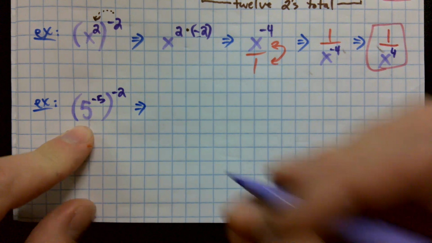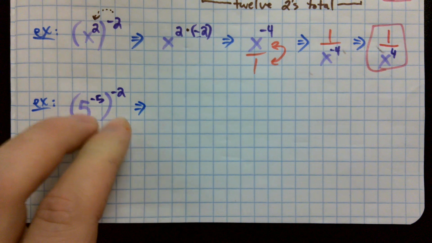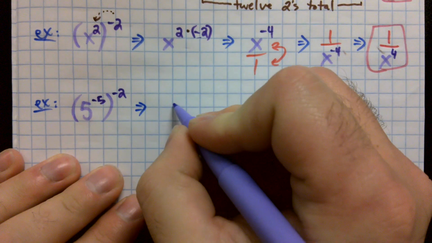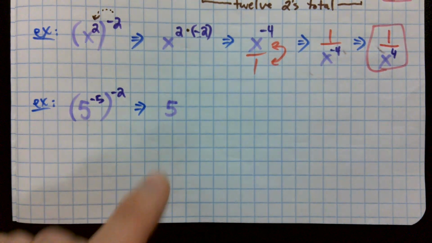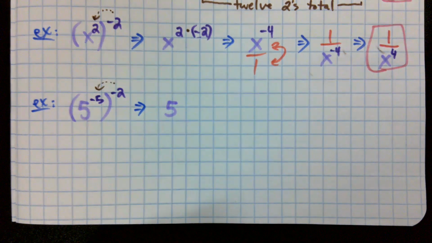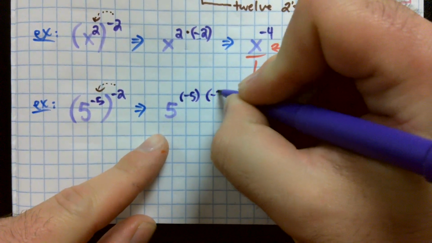So, we don't have that much to talk about, though. 5 to the negative 5, raised to the power of negative 2. What am I going to do with that negative 5 and that negative 2 there? You multiply them both. We multiply them by each other. So we keep our base the same. We distribute that negative 2 down. And we get negative 5 times negative 2.